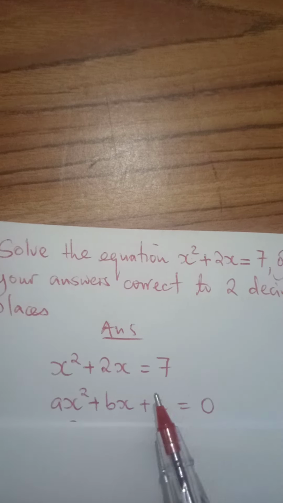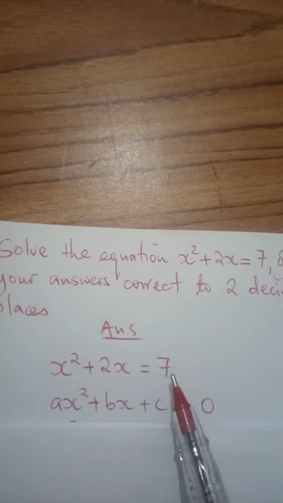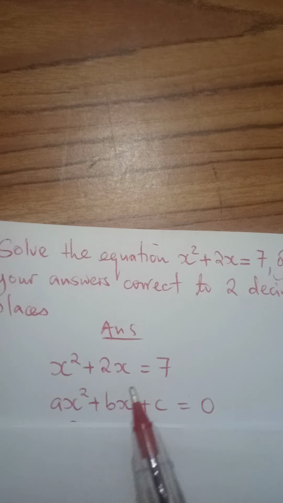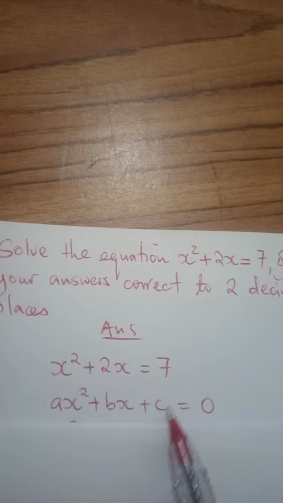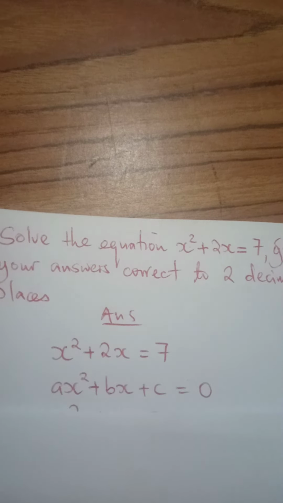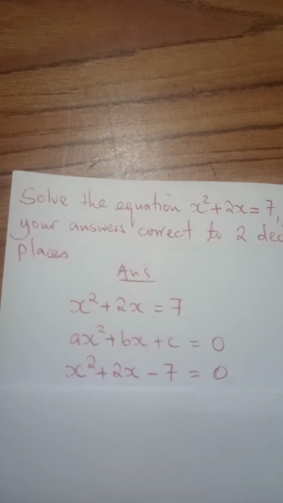And so that means we'll do the additive inverse for 7, which is negative 7. So if we say minus 7 this side, minus 7 that side, it will still be the same. So in short, the 7 is taken onto the left-hand side. And because it is positive here, as we take it to the other side, it will become negative. So it becomes x squared plus 2x minus 7 is equal to 0.